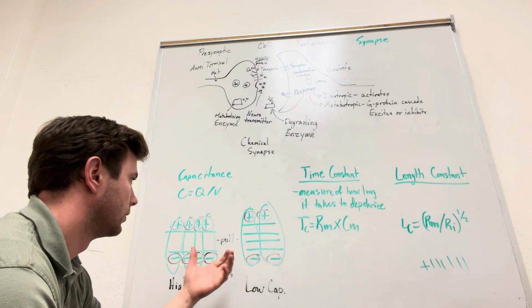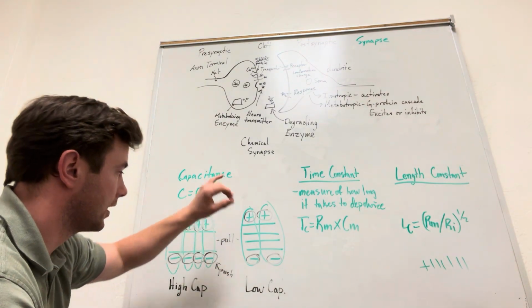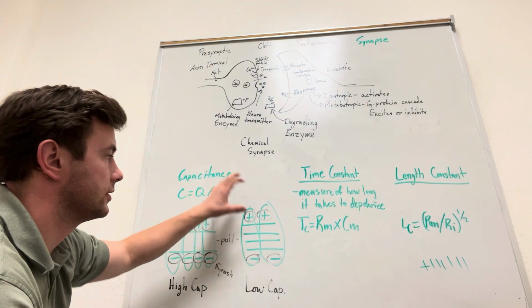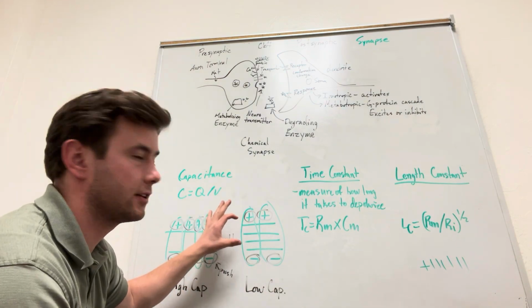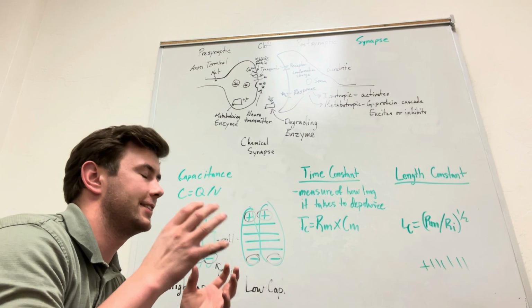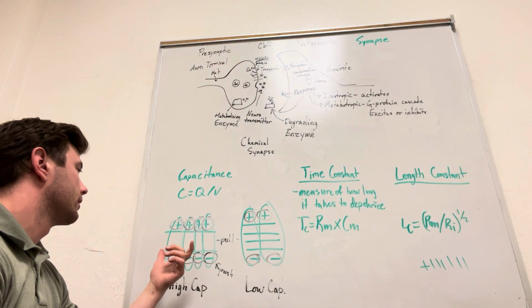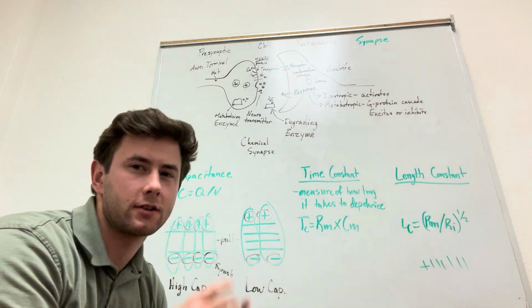These two different scenarios have the same voltage, but they have different capacitance, because the thickness of the membrane plays very much into how much pull you can have to get those charges closer together.